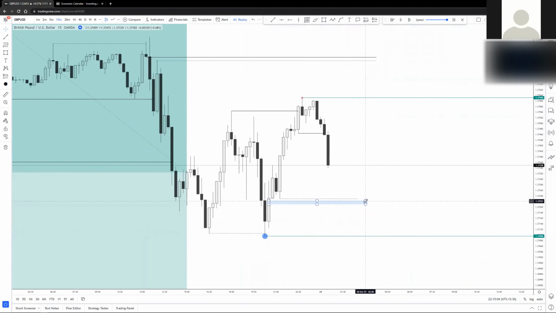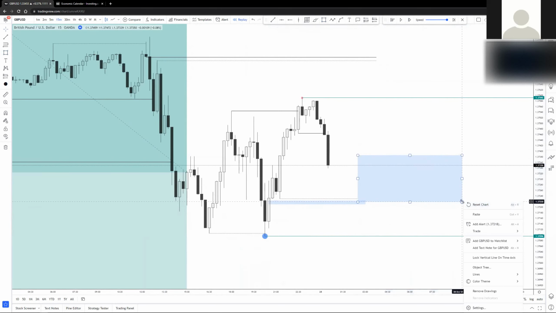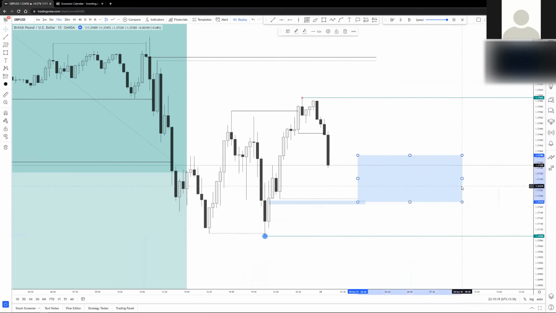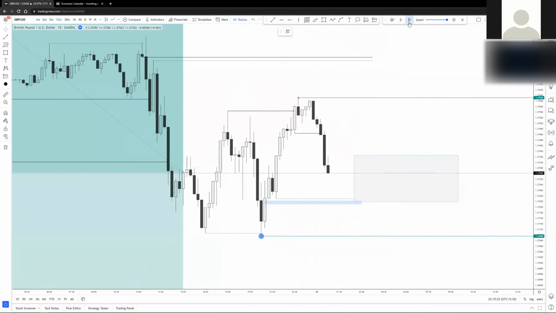I had this marked out, but why? This happened during Asia, and I don't trade Asia. I always wait for Asia to end because just think of it: what business does Asia have on GBP USD? That's the thing. Most of the time it's a consolidation. So I was waiting for Asia to end.